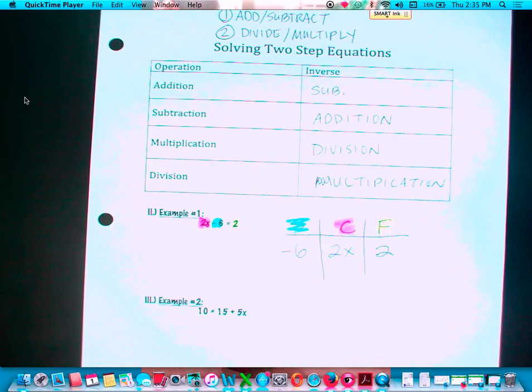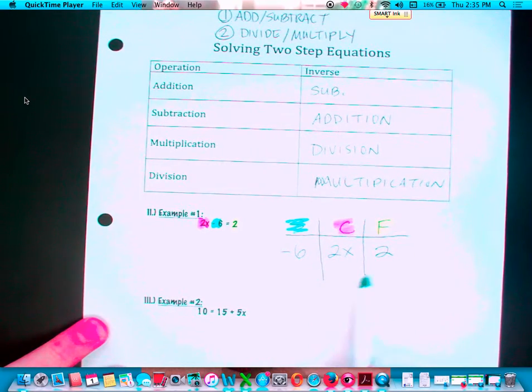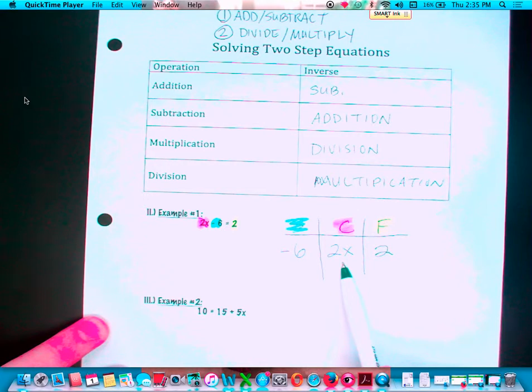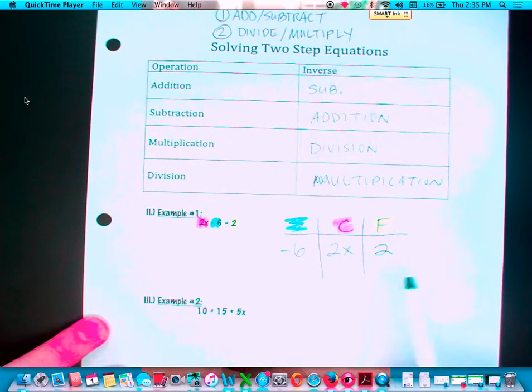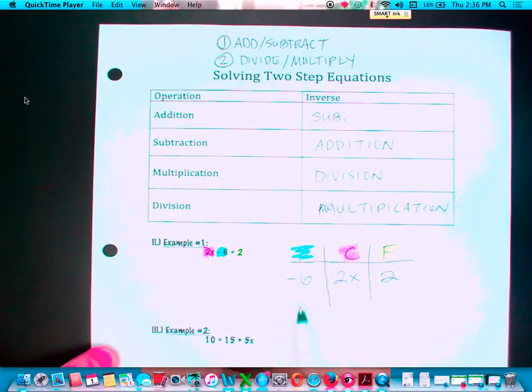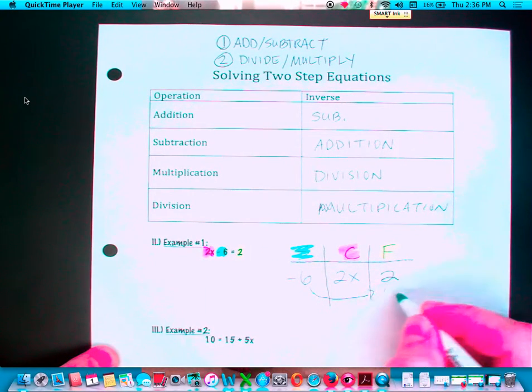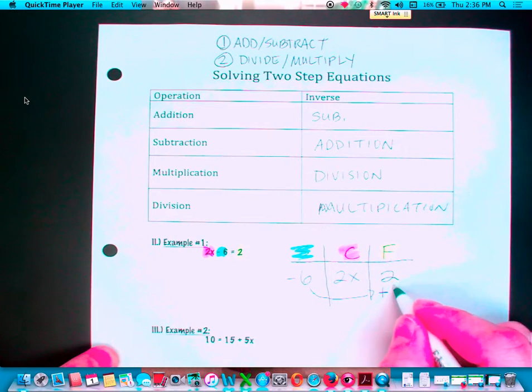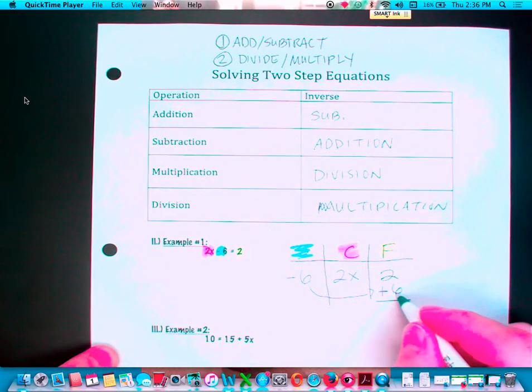And I do the same thing. I'm going to start with the start, go to the finish. That's my first step. My second step is then I need to move the change over to the finish, and then I can figure out what my variable equals. So remember, my first step was to either add or subtract. I have a negative 6 here, so I need to bring it over by doing the opposite of subtract, which is add. So I get 2 plus 6 gives me 8.